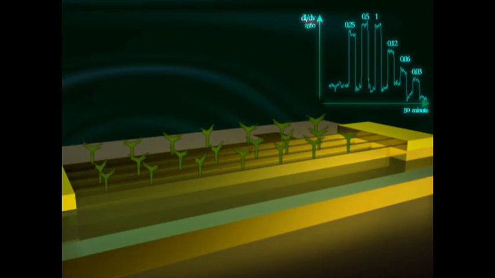Charges inside the wire redistribute to cancel out the electric field, resulting in a change in the wire's conductivity. This change can easily be measured electronically, and the antigen concentration can then be determined. This electrostatic effect is the foundation for modern field effect transistors and can only be observed at the nanoscale.